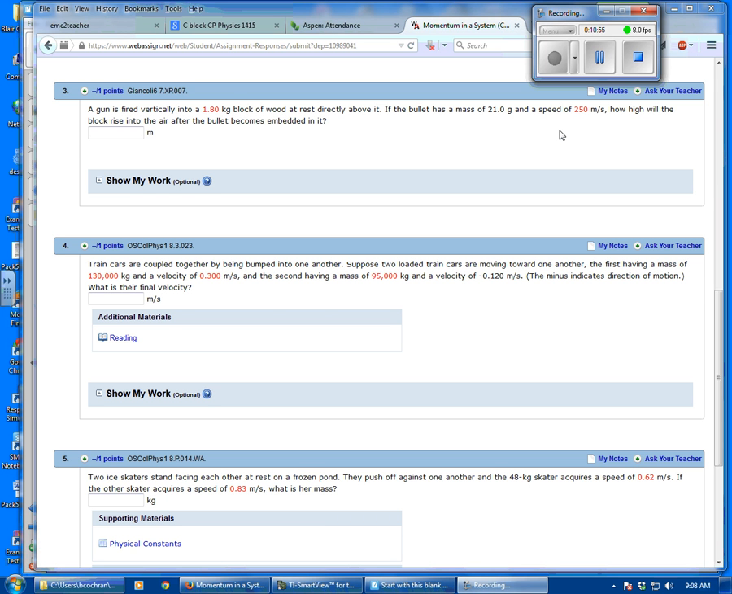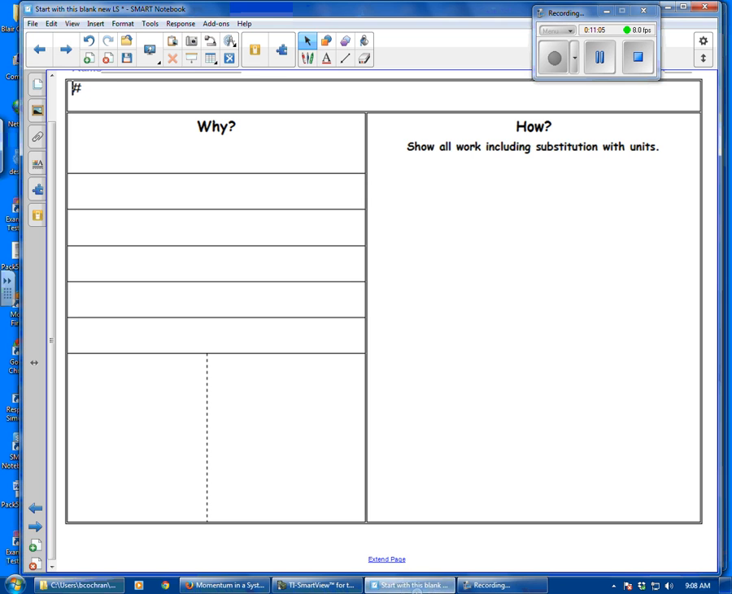Is there a before and after situation? Yes. So I need a diagram, right? All right. So let's think about our Y here. This is number 3. And again, I'd probably want to define momentum. Momentum is inertia in motion, or however, whatever wording you're using.